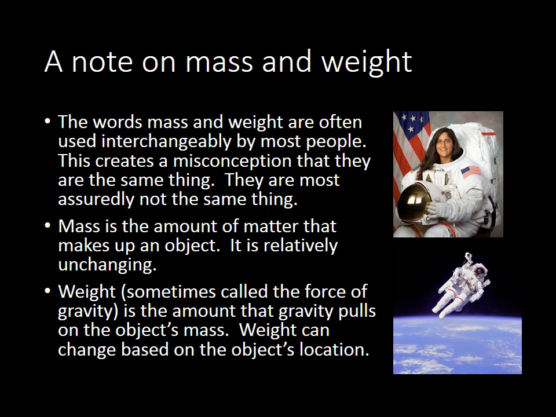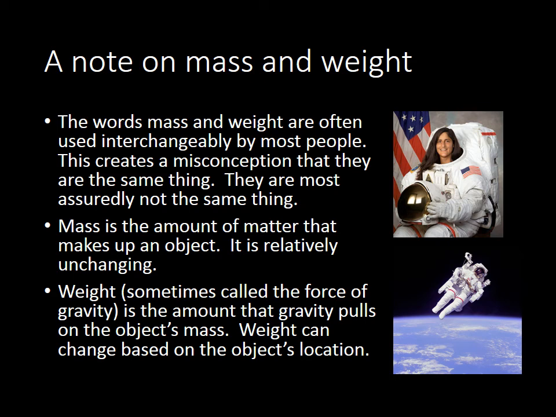Weight, which is sometimes also called the force of gravity, is the amount that gravity pulls on the object's mass. So when we're on Earth, the weight, which would be expressed in newtons, would be 9.8 times the mass.